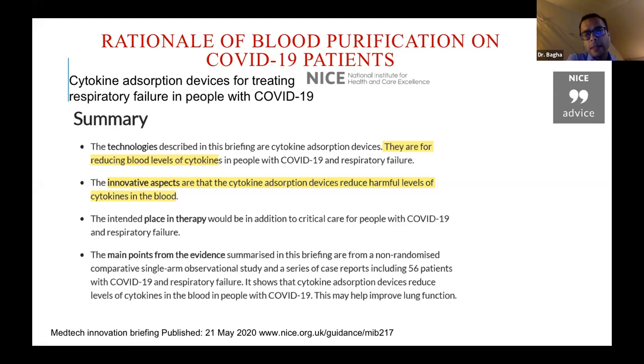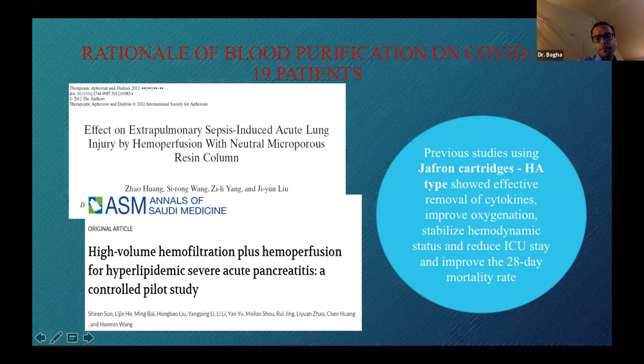Although there's a caveat to this, in the sense that what they say is that these briefings are from a non-randomized comparative single-arm observational study and a series of case reports only. So of course, more studies are going to be needed before they can fully endorse it. This was the statement published on 21st of May, 2020. There are several studies that have been done to show the beneficial effects of blood purification systems on COVID-19 patients, which we will not go into in detail.